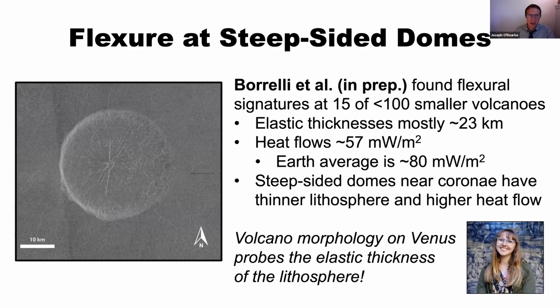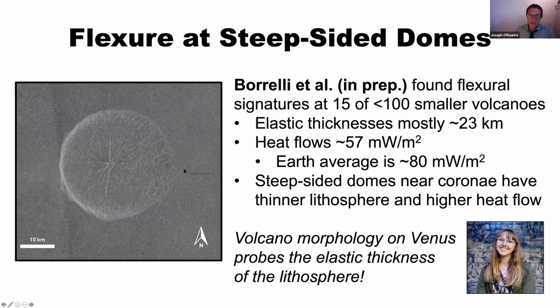They're these mid-sized volcanoes that are about 20 or 30 kilometers in diameter. And she found flexural signatures at about 15 or 20% of the steep-sided domes that exist on the surface. She looked at every single one of these that we know about on the surface of Venus, and found that elastic thicknesses there were about twice, or in many cases, 3 times as thick.